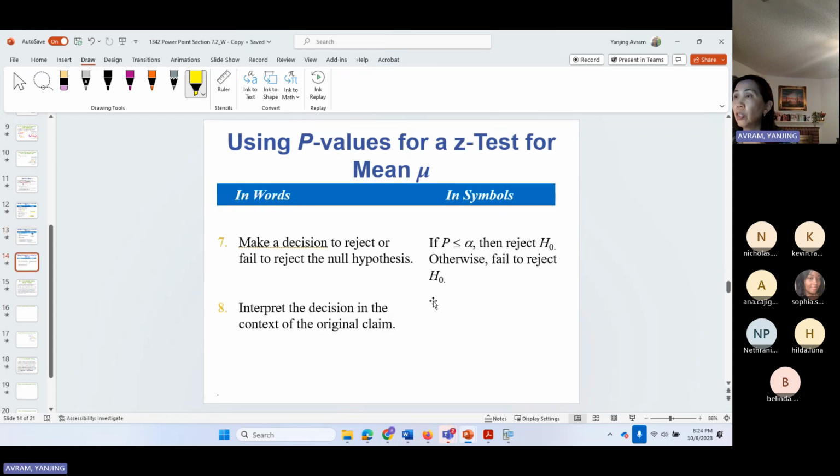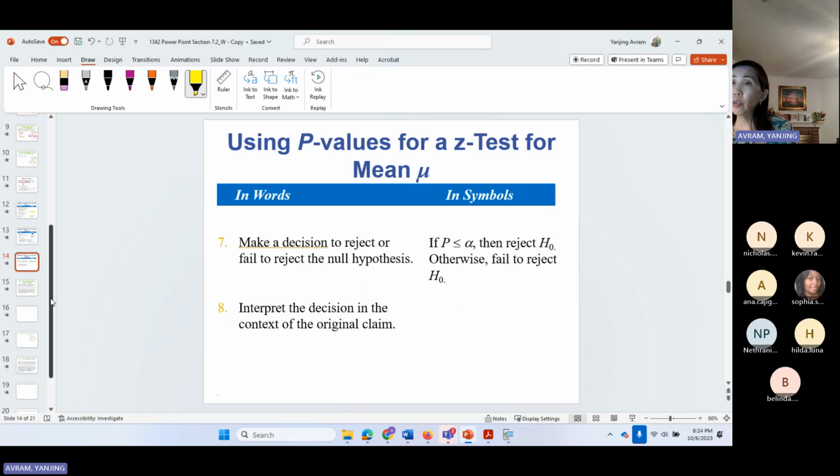All right, so if p is less than or equal to alpha, you will reject the null hypothesis. Otherwise, that means if p is greater than alpha, you fail to reject, or do not reject, the null hypothesis. And then we have to interpret the decision in the context of the original claim.